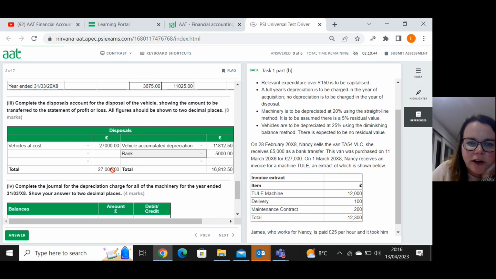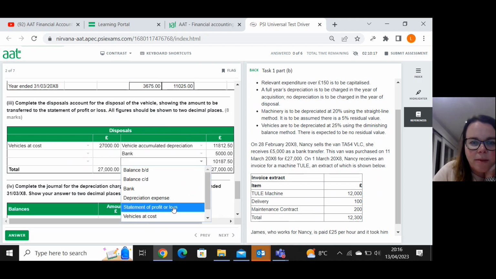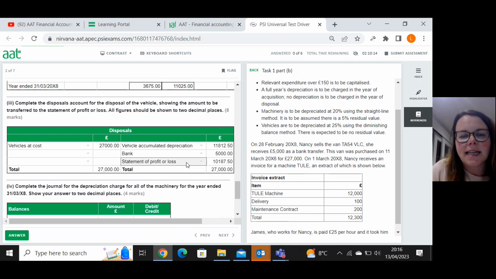The question is working out the totals for me, so I can see quite clearly that the missing number needs to go on the credit side. So I'm going to find the difference between 27,000 and £16,812.50, which is £10,187.50. Put that in, it now balances. Now that figure will get sent off to the statement of profit or loss. Incidentally, it must be a loss because when it gets there, it's going to be a debit. And I know that debits are expenses. So a loss is an expense.